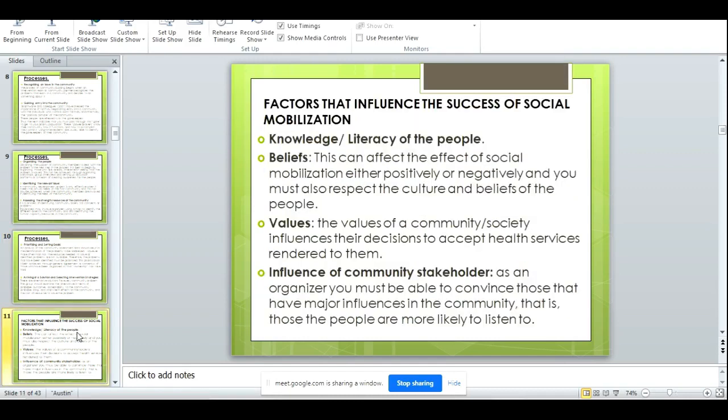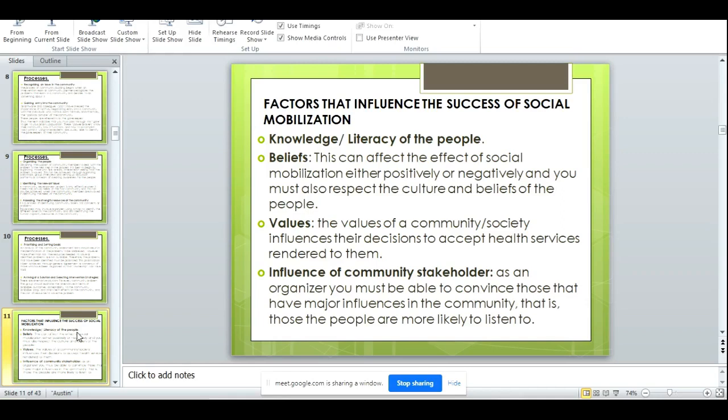So next we are going to be looking at the factors that influence the success of social mobilization. So you've come into the community and you're trying to mobilize these people. What are the factors that may affect the success of your social mobilization? First, we said knowledge and literacy. If the people are knowledgeable, it is easy to communicate with them and mobilize them.